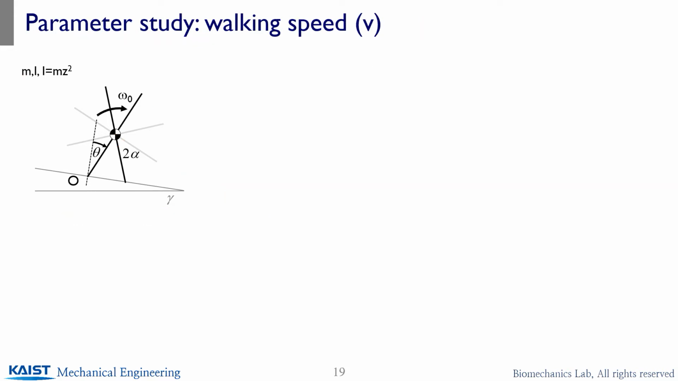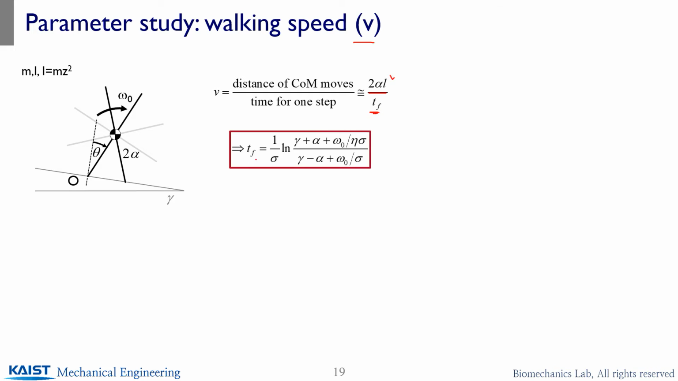Okay, how about the walking speed? Walking speed is the distance traveled divided by the time it has taken. So it's going to be something like t for one step, tf, and then the distance traveled, which is 2 alpha l. And these are all constants, so how your tf is going to be expressed, which is this one. So you can also obtain this value from your previous solution with the final condition. And this is definitely a function of gamma and all the initial conditions.